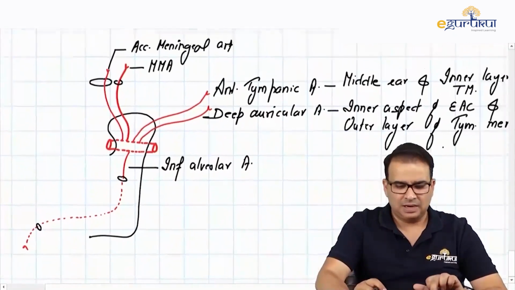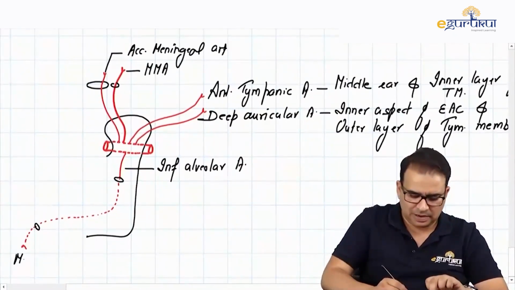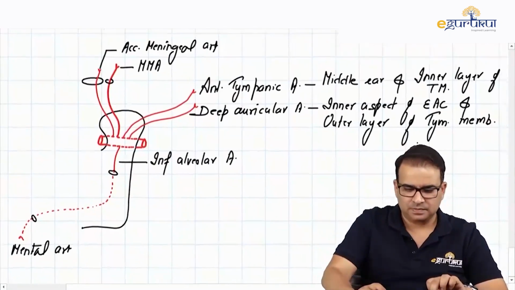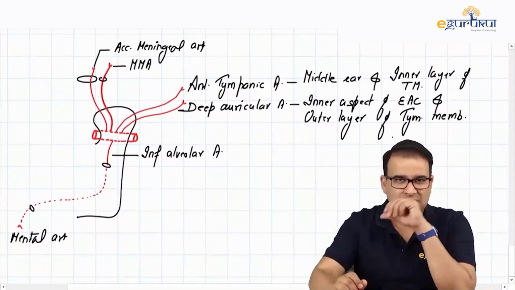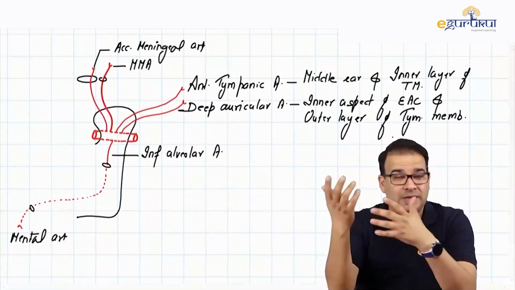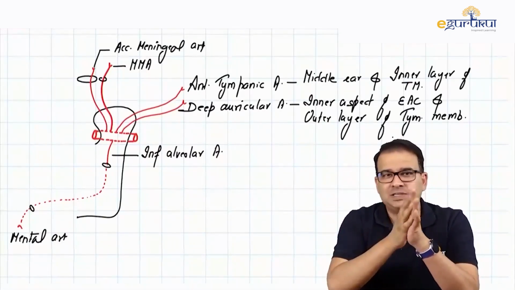So these here are the five, and this, as I said, it ultimately comes out as what artery? It comes out as the mental artery of the mandible. So these are the five branches from the first part of maxillary artery. Two for the middle ear, two for the ear, I should say, two for the meninges, and one for the mandible.